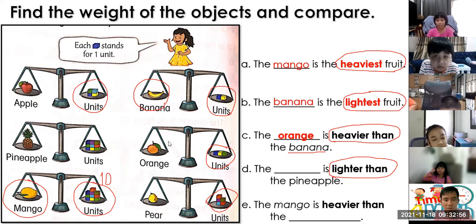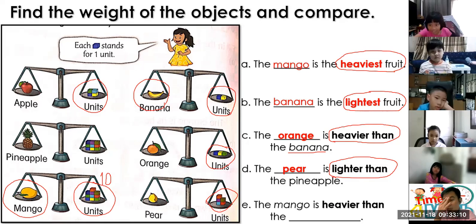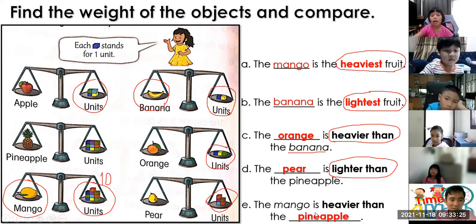But how about mango? If you write mango here, your answer will be wrong, right? So the answer here can be a pear. It can be an apple. It can be an orange. Now here, the mango is heavier than the pineapple. Okay, very good. So you know already how to compare weights, right?